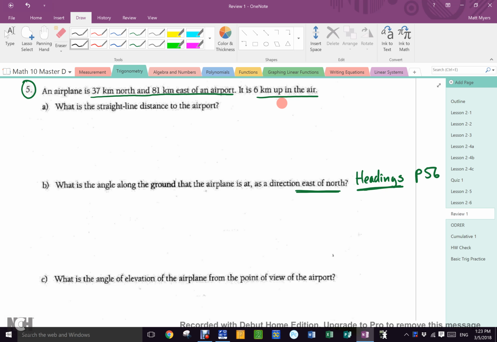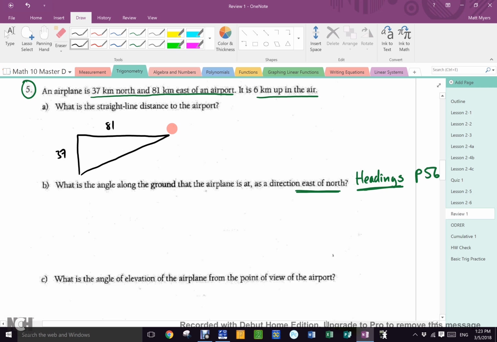Louis, what was your first triangle? It was 37 to 81. So I assume Louis went 37 north as up and 81 east, and then drew that triangle. Yes. If the plane was on the ground, it would be right there, right? Does everybody understand why? Because that is the point on the ground where the airplane is north and east of the airport.